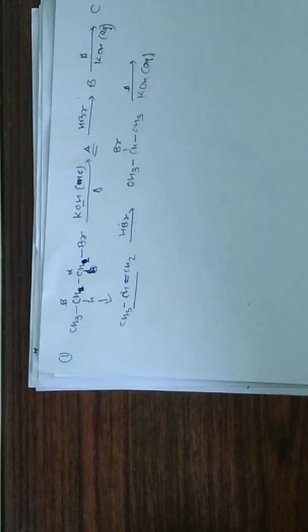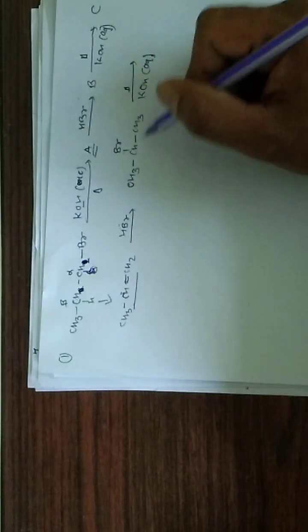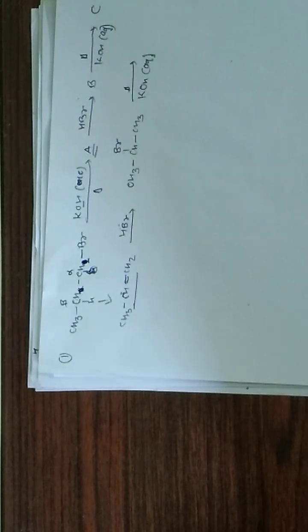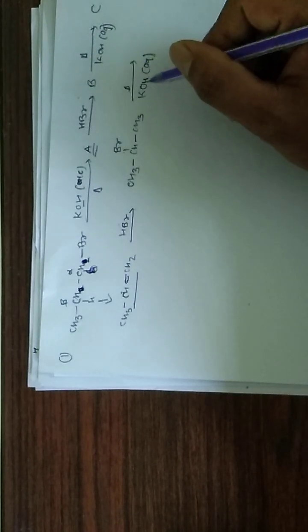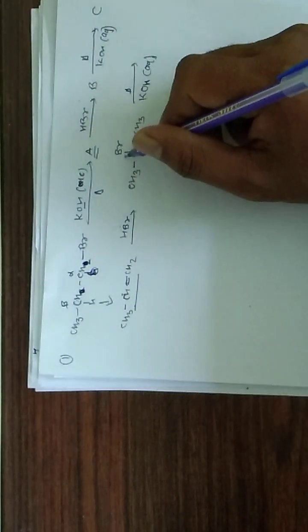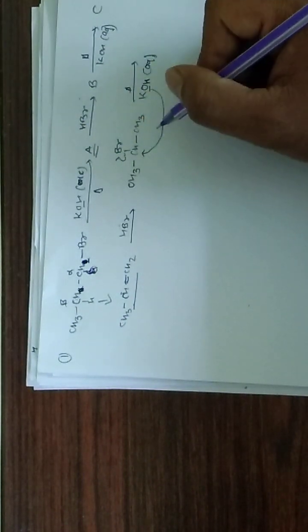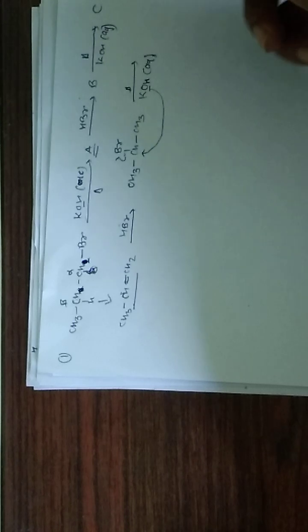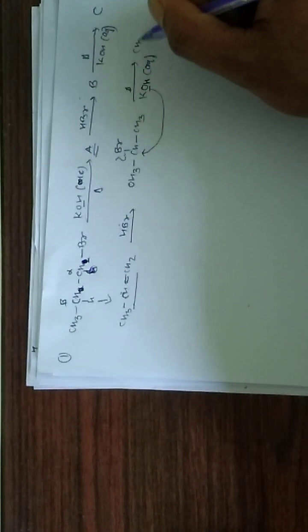If aqueous KOH is used, then what will be the product? Here the nucleophilic substitution reaction occurs. I am not going to discuss SN1 and SN2 here. First bromine will knock out and OH minus will attack on that carbon atom. So what will be the final product C?